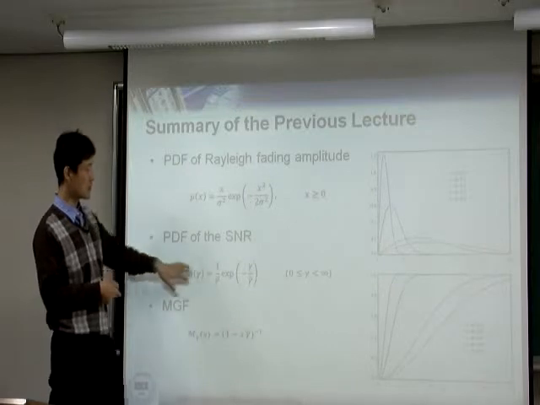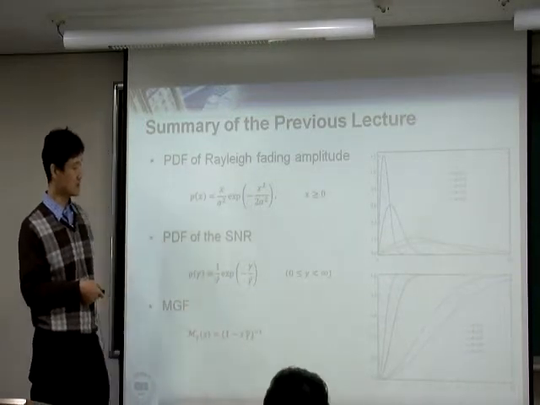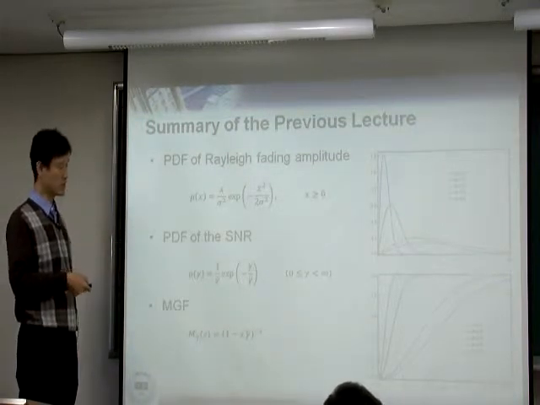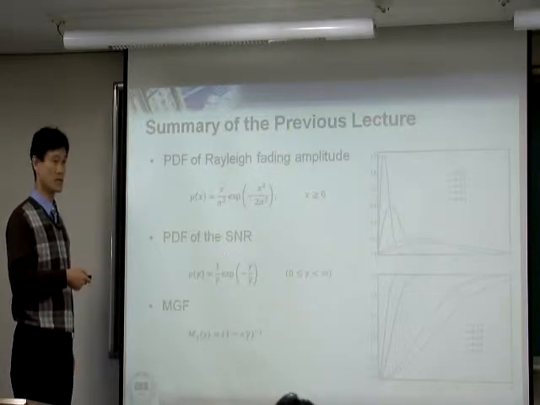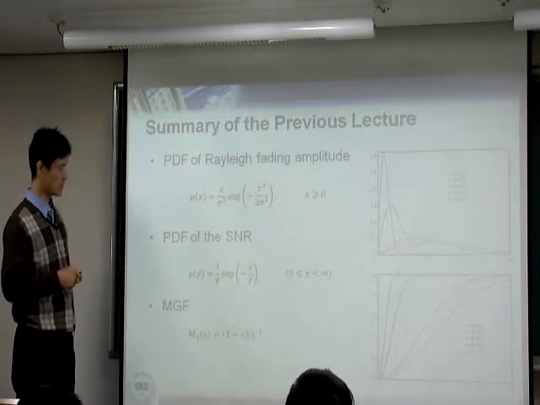But this one, as you know, is not exactly a Rayleigh distribution, mathematically speaking. This one is an exponential distribution. And now you understand why we use exponential distribution for the Rayleigh channel, right? Because this is the SNR, meaning that this is a power distribution, right? So we are always using this distribution.